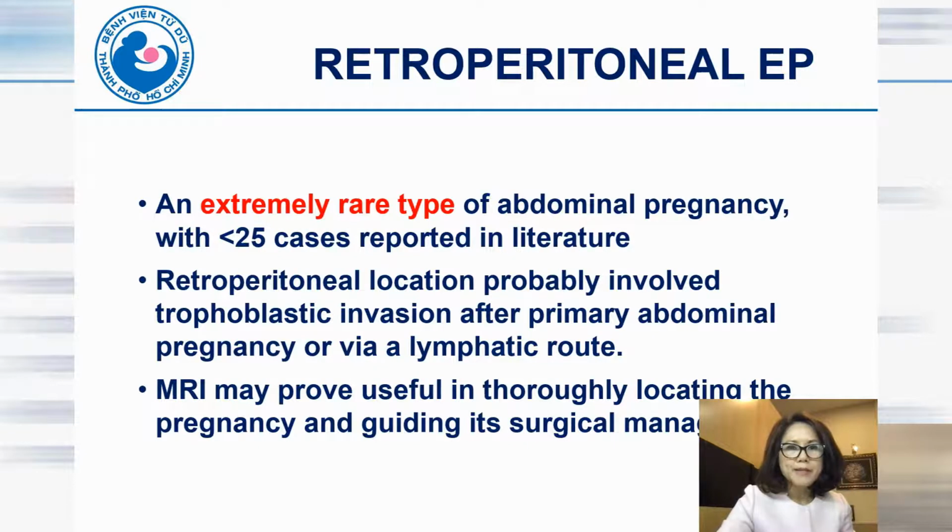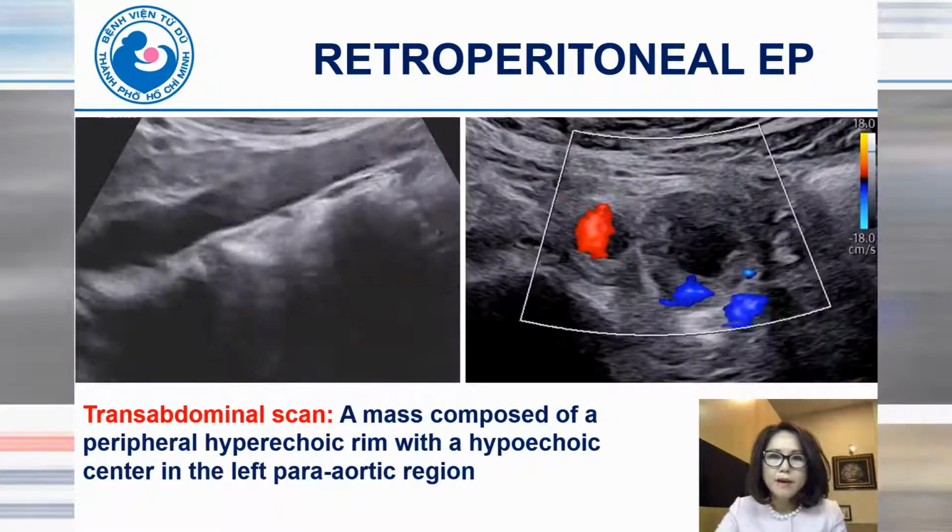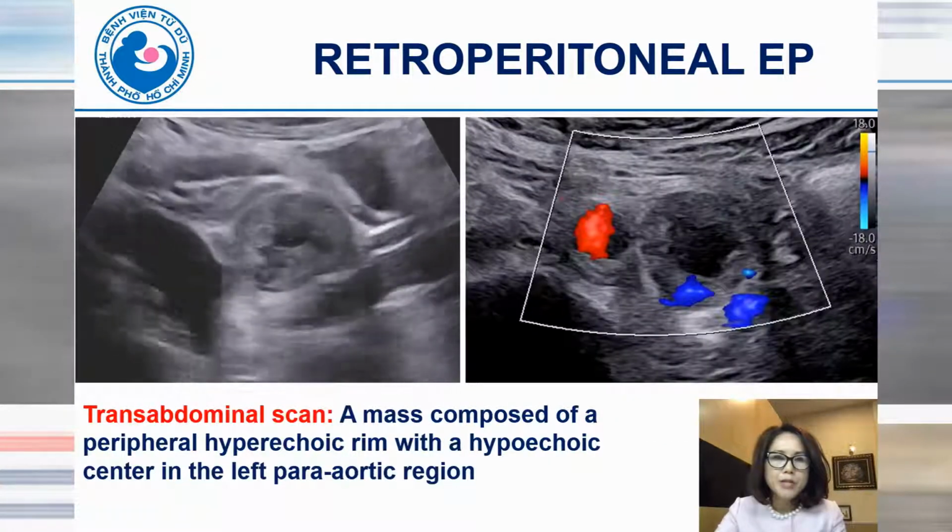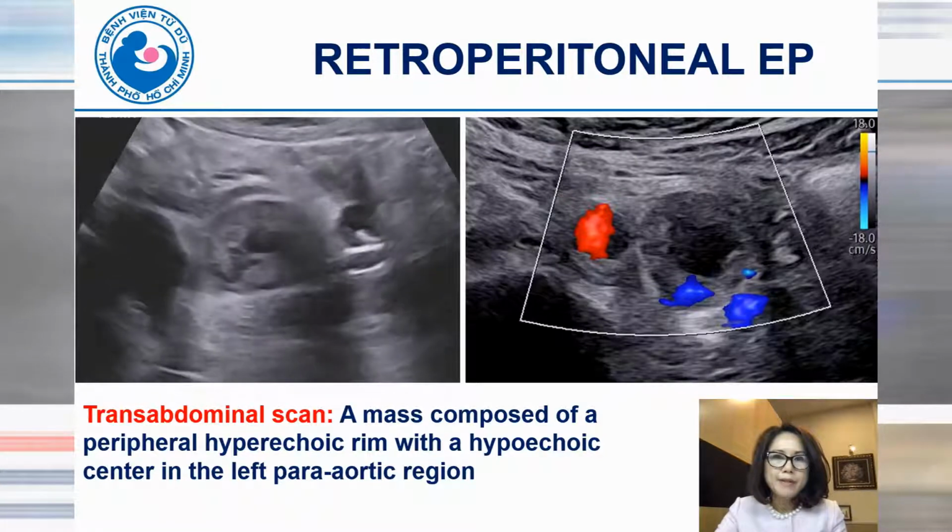Retroperitoneal ectopic pregnancy is an extremely rare type of abdominal pregnancy with less than 25 cases reported in the literature. Retroperitoneal location probably involves trophoblastic invasion after primary abdominal pregnancy or via the lymphatic route. MRI may prove useful in locating the pregnancy and guiding its surgical management. And this is a sample of retroperitoneal ectopic pregnancy.